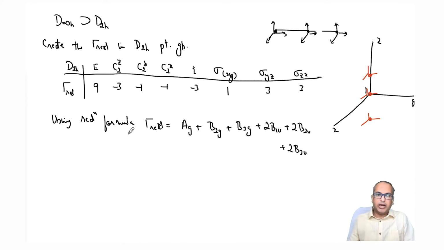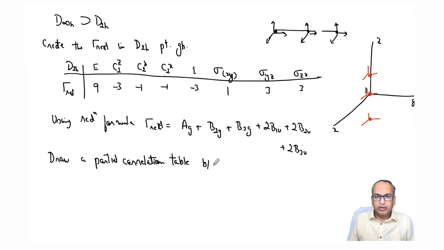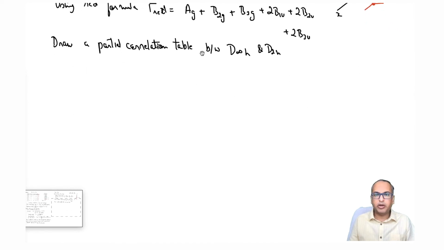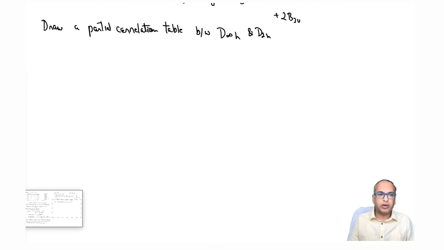it is correct. Now, how do we convert these into D infinity h Mulliken symbols, right? So we have to correlate all these irreducible representations under D2h to D infinity h. So what we have to do is draw a partial correlation table between D infinity h and D2h. I'm saying partial because it's an infinity point group. You cannot draw a complete correlation table, right?